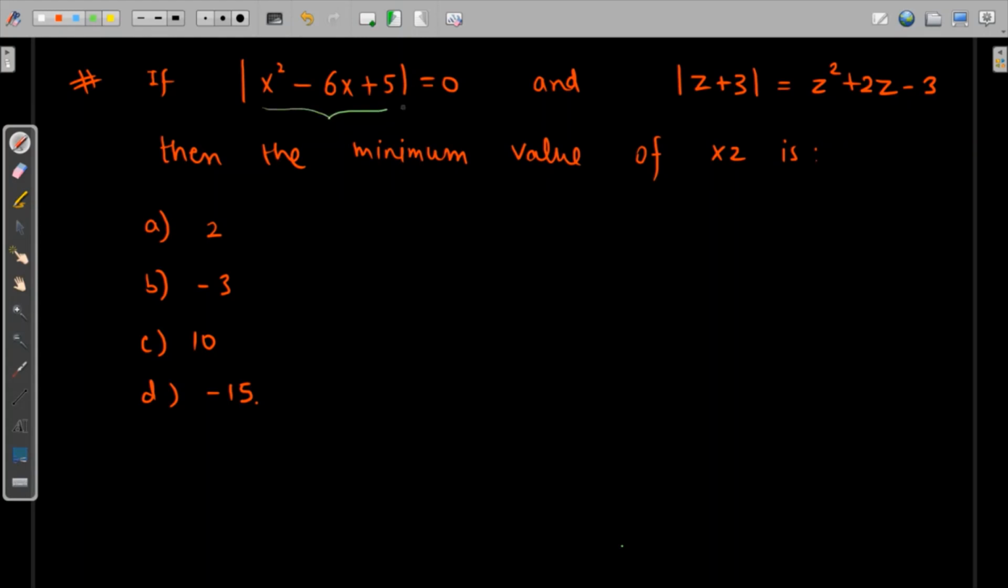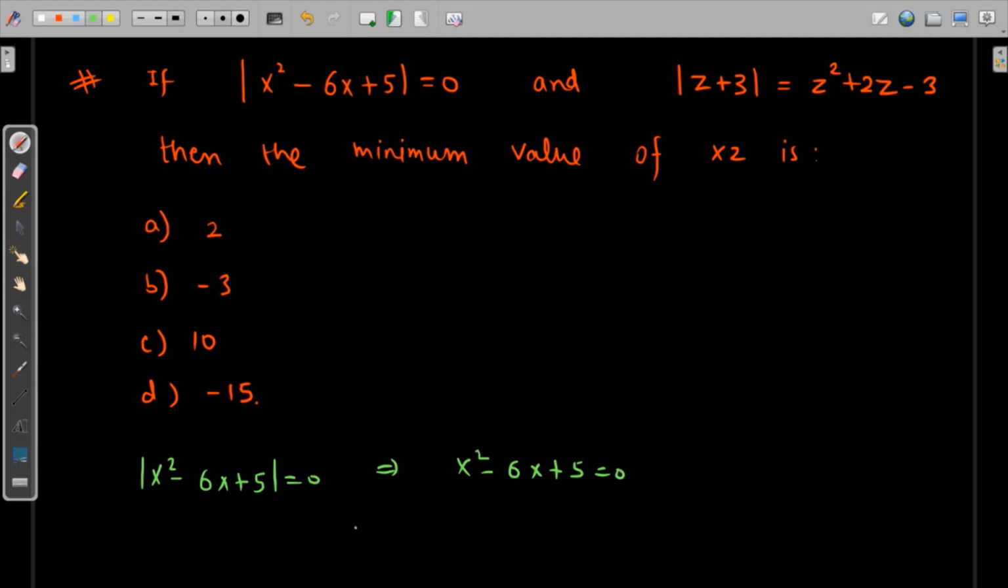We have the absolute value as 0. This definitely means that the inside term should also be 0. Then only the absolute value will turn out to be 0. It means that if the absolute value of x square minus 6x plus 5 is 0, this will imply that x square minus 6x plus 5 is also 0.